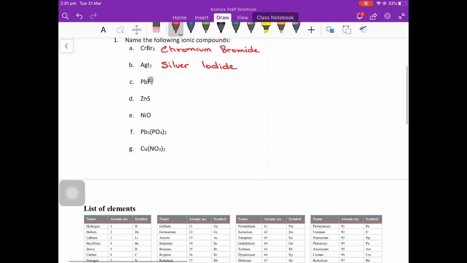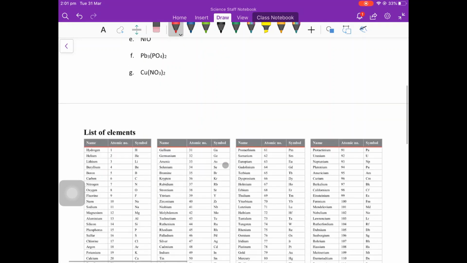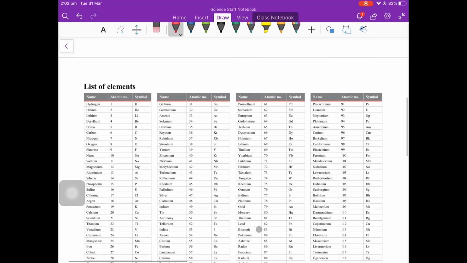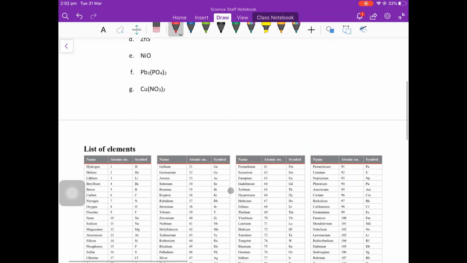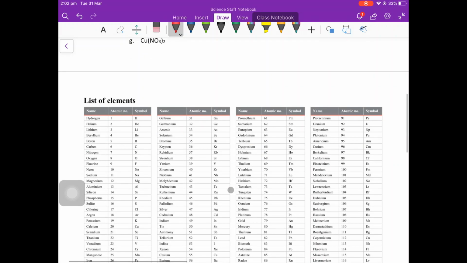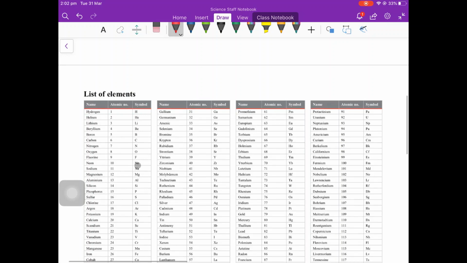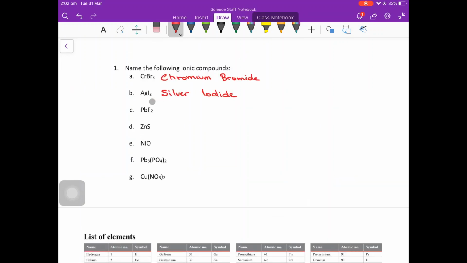Okay, let's have a look at the next one. PbF2. Well, Pb, scroll back down, is lead. And what was the other one? F2. So where's F? Fluorine right there, element number 9. So let's try and name this. Lead, the first word, remains unchanged. The cation's name remains unchanged. And then fluoride. Note the ending there, IDE.